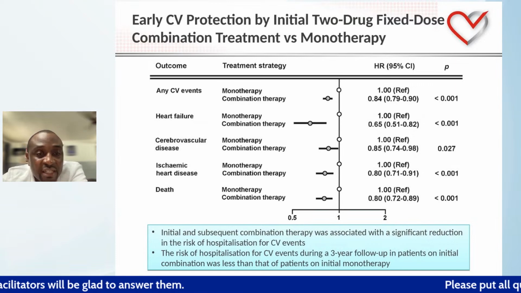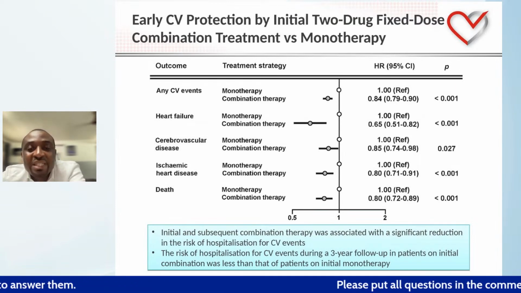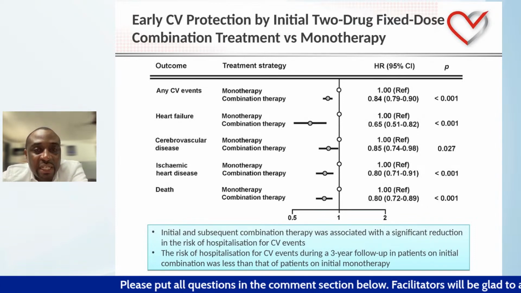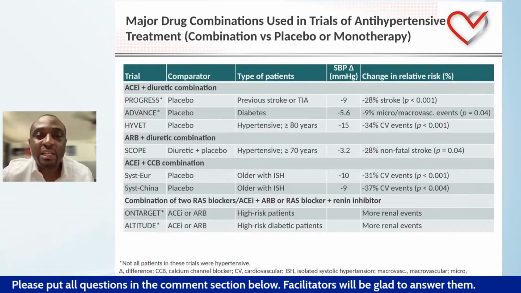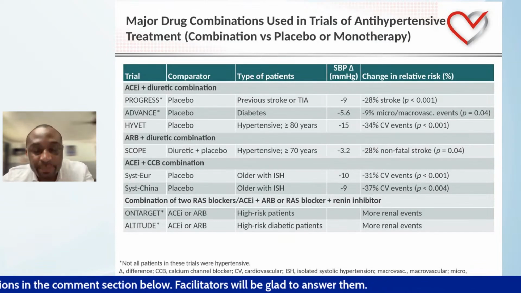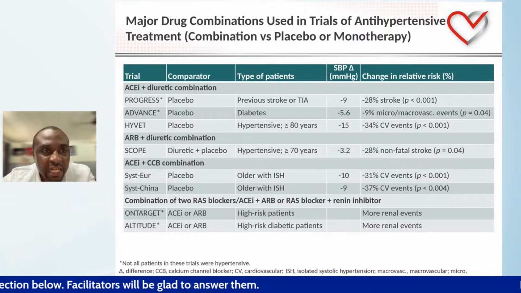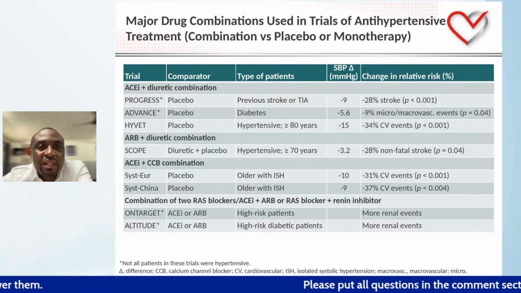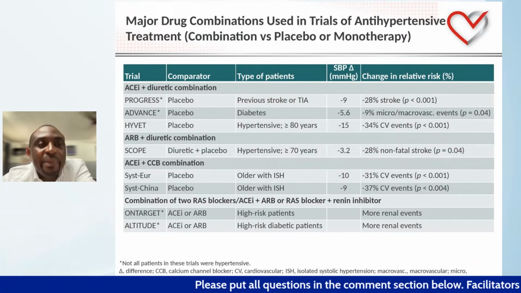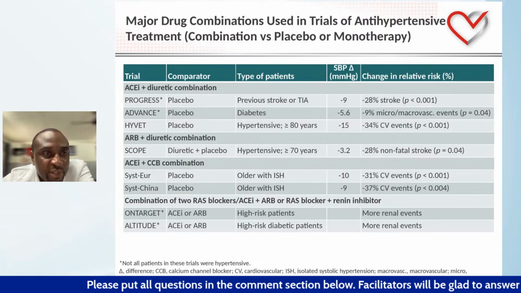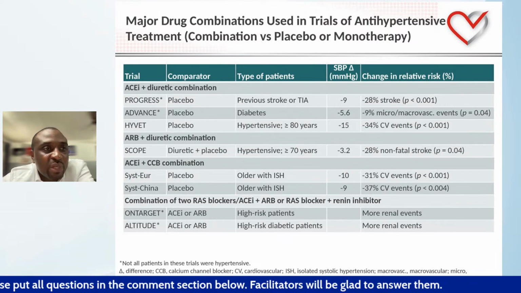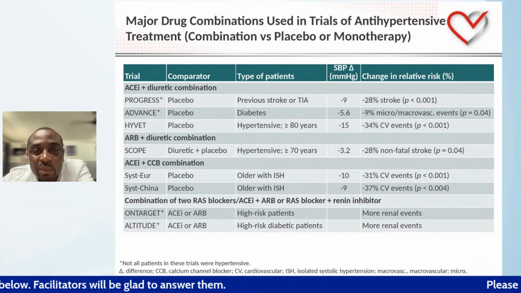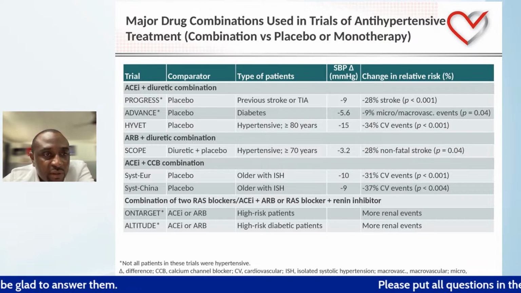So clearly, initial and subsequent combination therapy was associated with a significant reduction in the risk of hospitalization for cardiovascular events. And it supports the fact that combination therapy is doing the trick, and the guidelines have gladly endorsed this position. These are the major drug combinations that have been used in various trials, some compared with placebo or monotherapy. Some compared ACE inhibitors with diuretics, and that was in the PROGRESS trial, which involved stroke patients, and you can tell there was a 28% reduction in the risk of stroke.